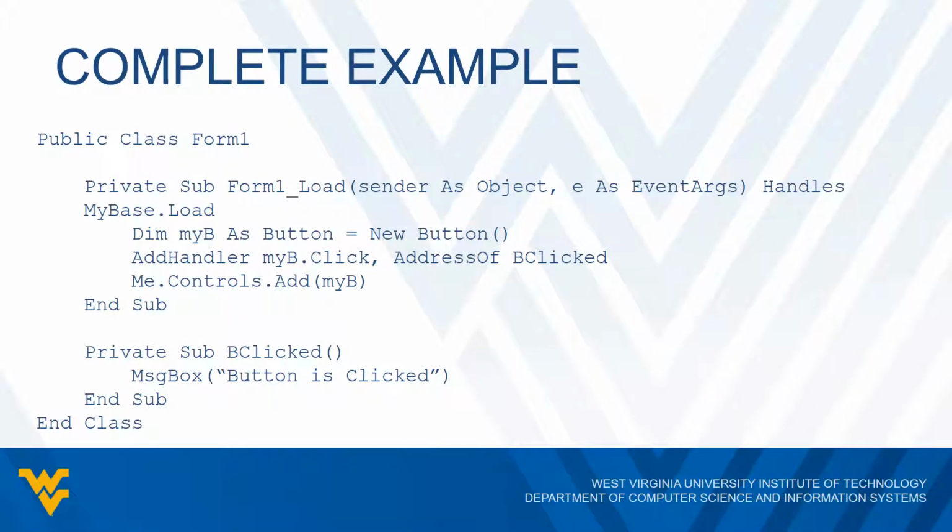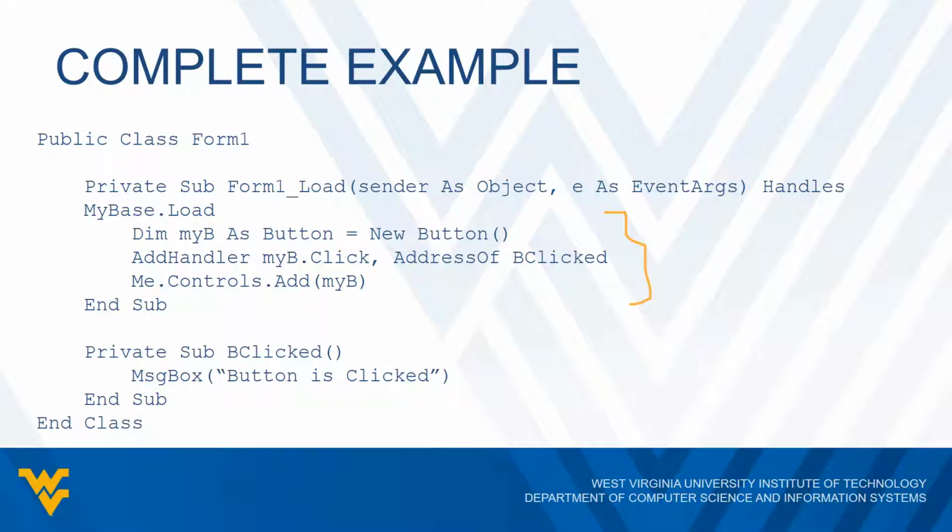So now we can take a look at the complete code to create a button and then have a message displayed whenever we click on it. So we have our form1load method. So this handles mybase.load. We see in this section right here that we're going to create a button. It's myB. We are going to map the bClicked method with the event of clicking on that button. So we have add handler myB.click, comma, address of bClicked. So that takes care of the mapping. And then we add the button to our form.